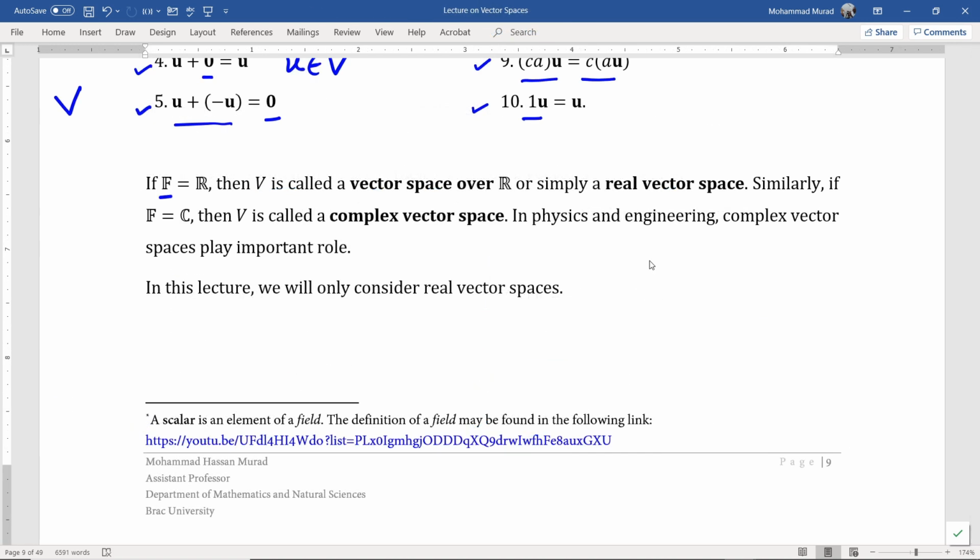If we choose the field F as the field of real numbers, then the set V is called a vector space over the real field R, or simply a real vector space. Similarly, if we choose the field F to be equal to the set of complex numbers, then the set V is called a complex vector space. In physics and engineering, complex vector spaces play an important role. In this lecture, we will only consider real vector spaces.